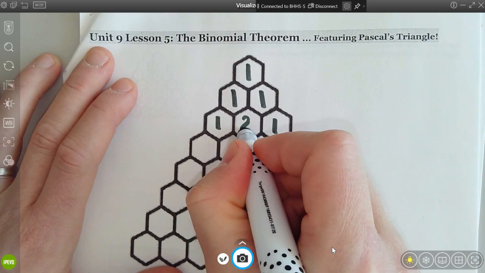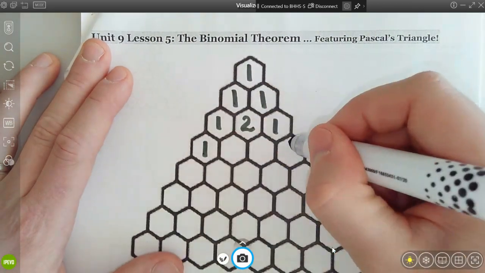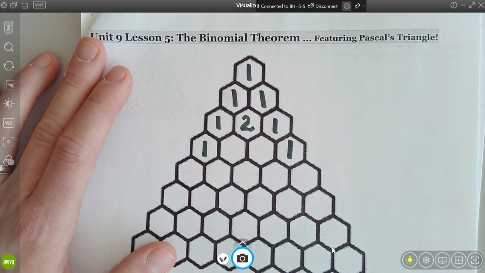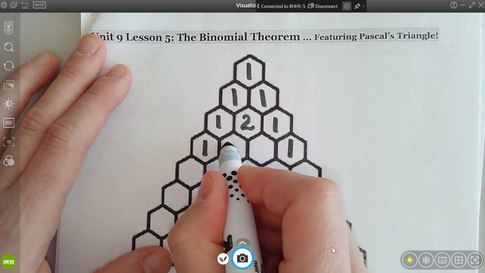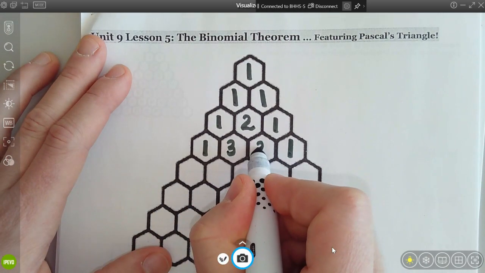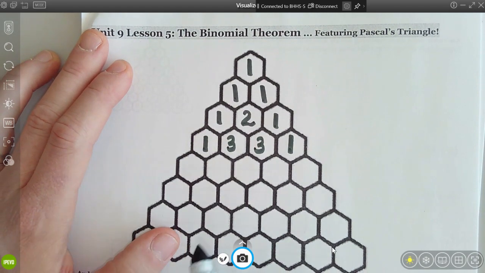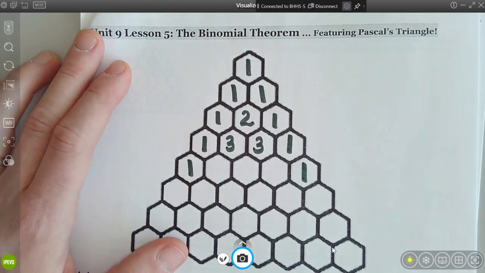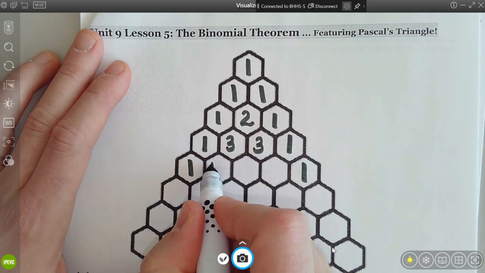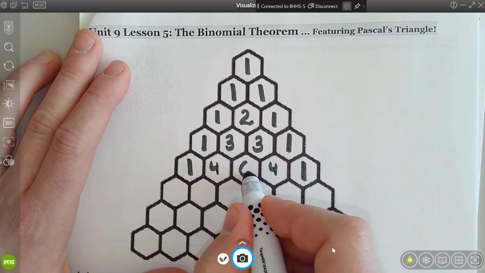Yeah, I like it. On the ends, I'm going to go 1 and 1. There is a pattern here. I'm not telling it to you because I think you guys can figure it out. 3 and 3. Next row, on the ends, 1 and 1. Right there, a 4. Right there, a 4. Right there, a 6.